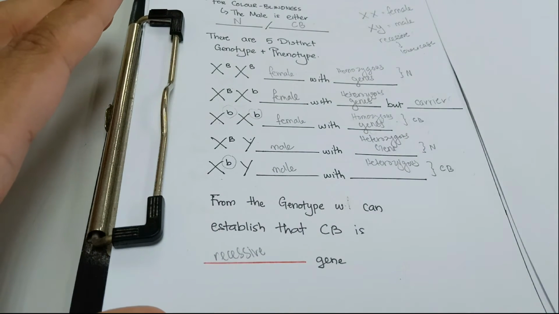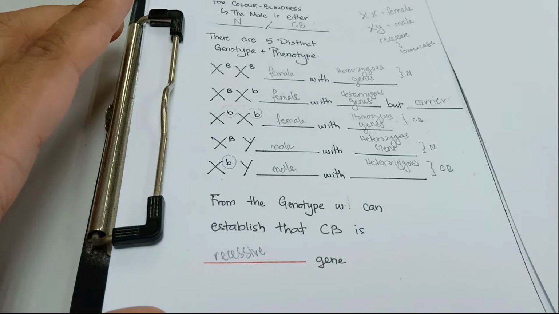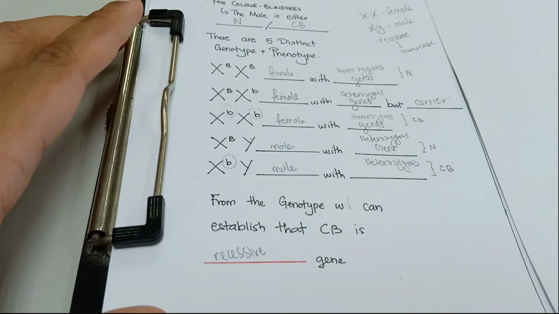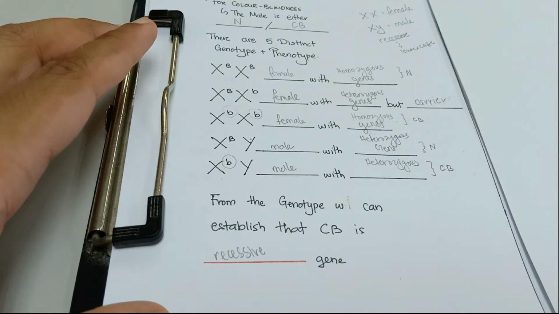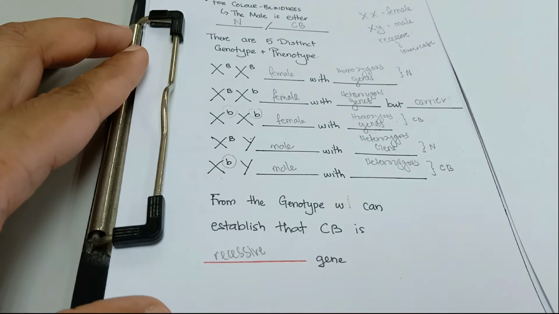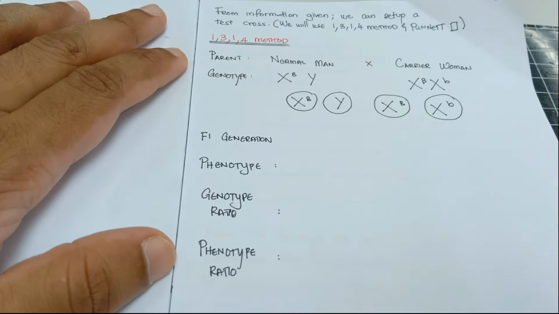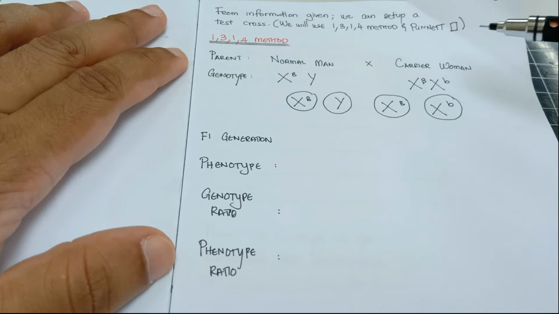We will use the 1314 method and also the Punnett square to actually show the probability. If you have no idea on how to do the 1314 method, I suggest you go to the previous video, chapter 17, pedigree diagram. I'll teach you in depth on how to use the 1314 method. From the information I've given you just now with the 5 distinct genotypes and phenotypes of an individual, let's do the test cross. We'll use the 1314 method and also the Punnett square.